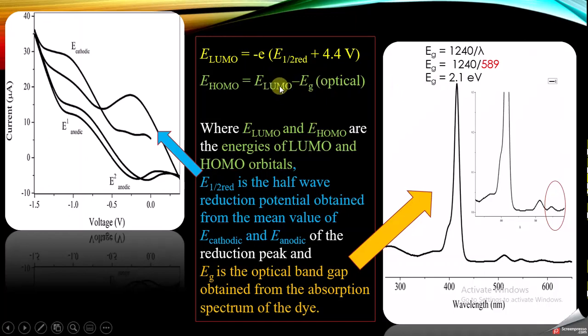E LUMO I have already calculated from CV, and I can determine the value of the E HOMO from this equation. So here you use two techniques, the cyclic voltammetry of the compound and the absorption spectroscopy of the compound, to find the energies of the HOMO and LUMO orbitals.